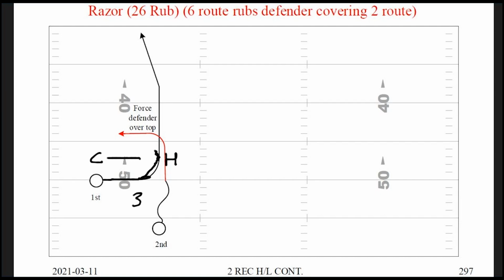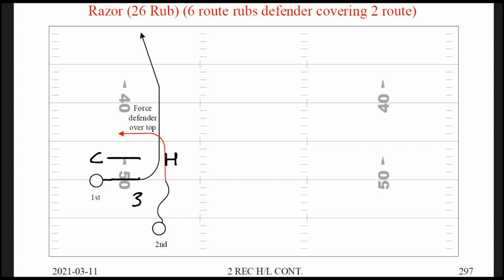You teach him, stop your feet and just sit here. Force the corner to still cover you and force the halfback to go over the top. Once that rub is established or he breaks under or over, then you continue on the corner route. But if it's press man and we can pick, we want to go ahead and set that pick and force him over the top.